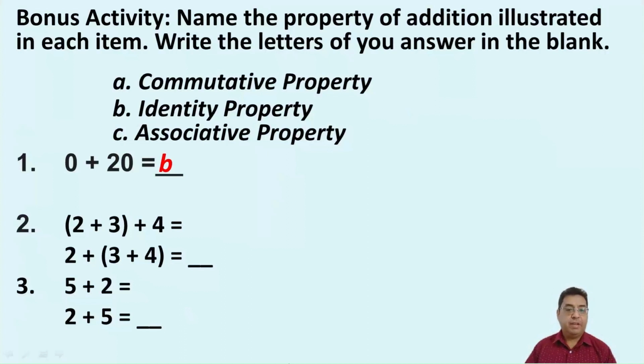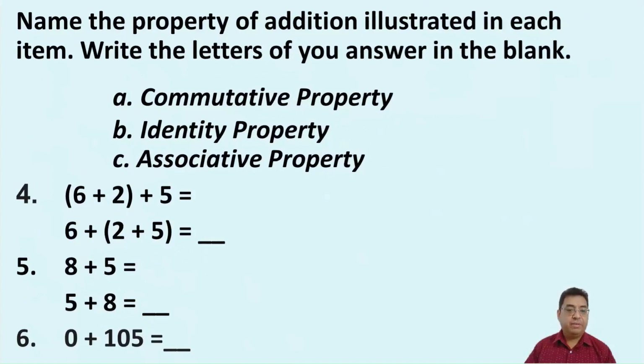Number 2, you've got 2 plus 3 plus 4 with 2 plus 3 in parentheses, and then underneath it you have 2 plus 3 plus 4 with 3 plus 4 in the parentheses. So which property is it going to be? Right, it's going to be C, the associative property. And number 3, you got 5 plus 2 and 2 plus 5. So which property is this? Very good, it's going to be A, the commutative property.